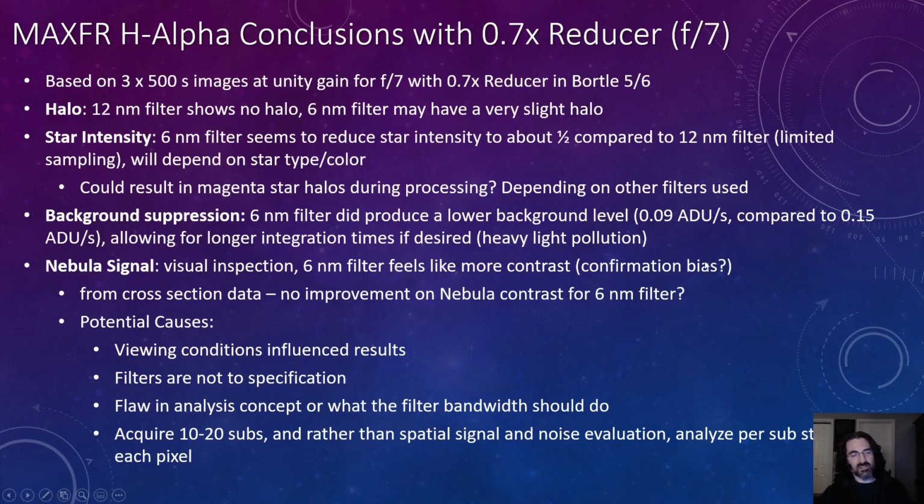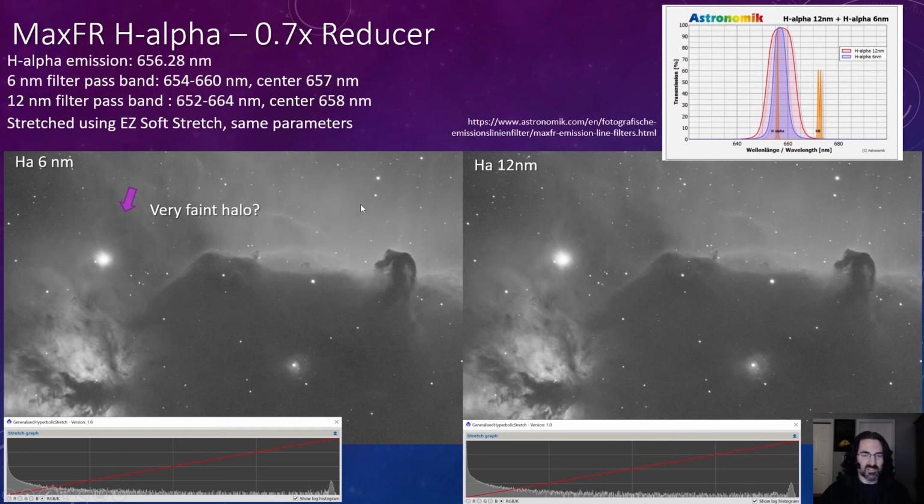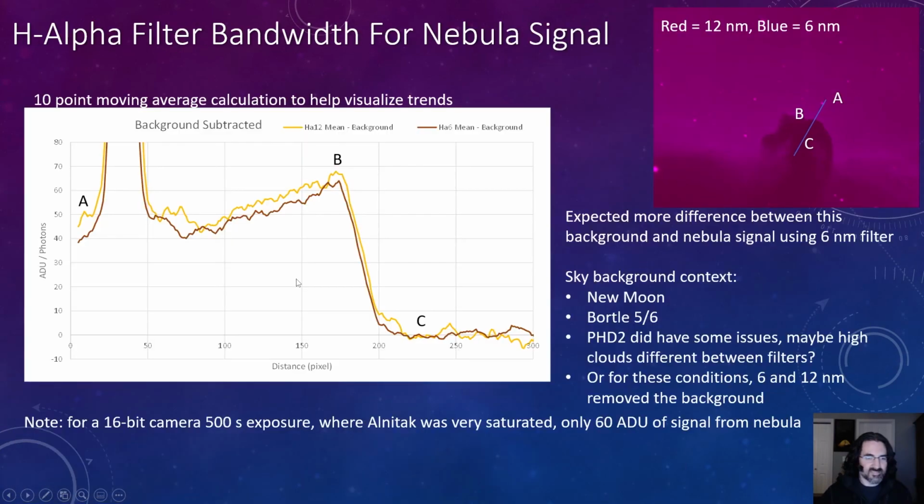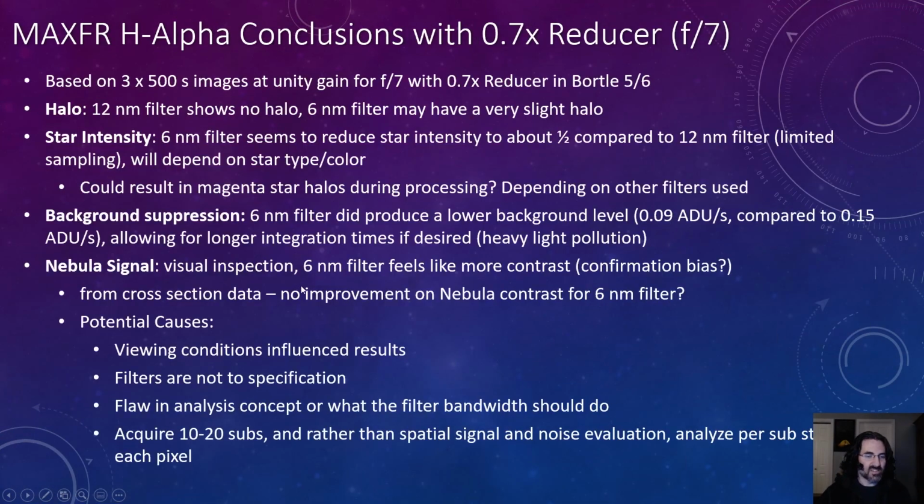Now, in regard to nebula signal, when I was looking back at that 6 nanometer filter, I feel like it was brighter and that there was a little bit more contrast around some of these features in the 6 nanometer compared to the 12 nanometer. However, the cross-sectional analysis that we were looking at did not really seem to indicate that there's an actual contrast enhancement for using the narrower filter.